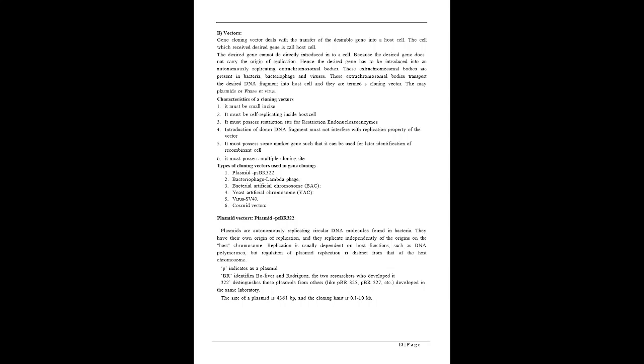Now, the characteristics of an ideal vector. For a DNA molecule to act as an effective vector, it must be small in size for easier manipulation. It should be able to self-replicate inside a host cell. It contains restriction sites. It does not interfere with the replication when a foreign DNA is inserted. It possesses marker genes to identify the correct recombinant cells, which are basically antibiotic resistance. And they should have multiple cloning sites like the polylinkers.